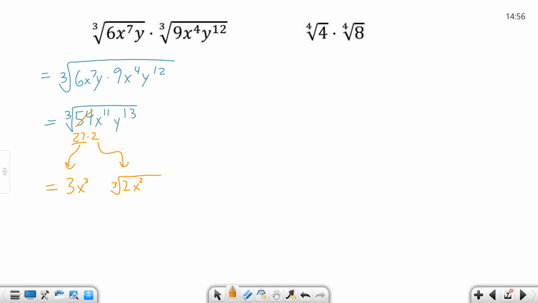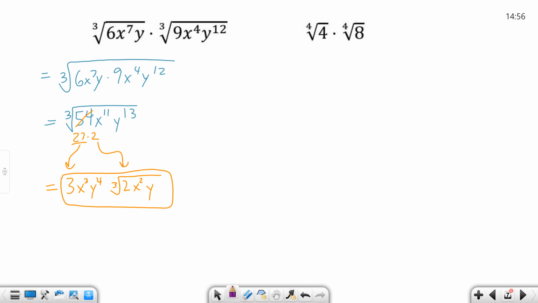And then the same thing with y. 13 divided by 3, there's going to be 4 y's that come out. That's 12 of them with 1 y left over. So 3x to the 3rd, y to the 4th times the cube root of 2x squared y, and that is the final answer for this one here.